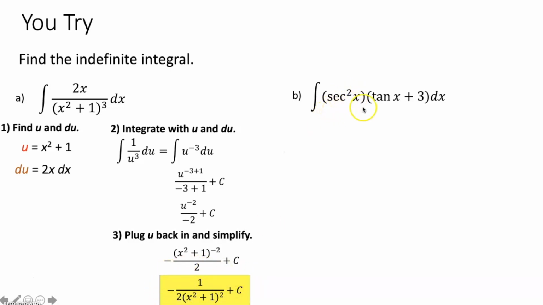Part B, doing the same thing. We again have multiple functions within the same integral. When that happens, you're going to need to use u substitution. Now, the question is, what are we going to set u equal to? Well, u usually is equal to your innermost function, but we don't have that. We have multiple functions being multiplied together.